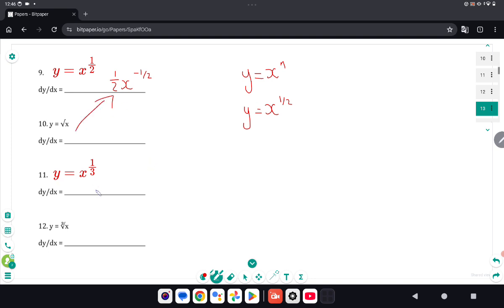X to the power a third times by the power, take 1 off the power. So y equals cube root of x will be written as y equals x to the power a third times by the power, take 1 off the power, a third, x to the minus 2 over 3.